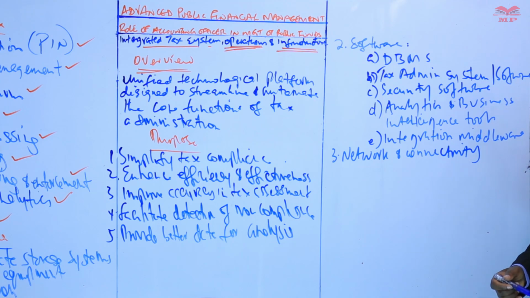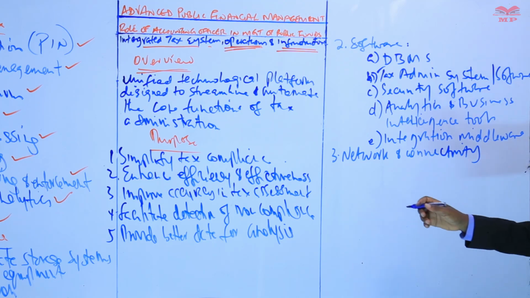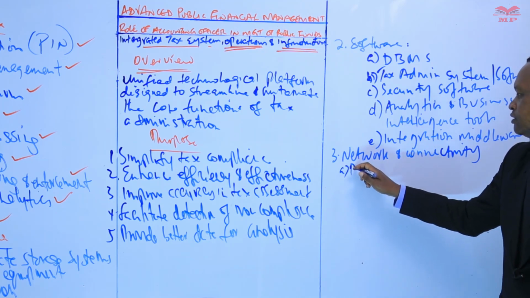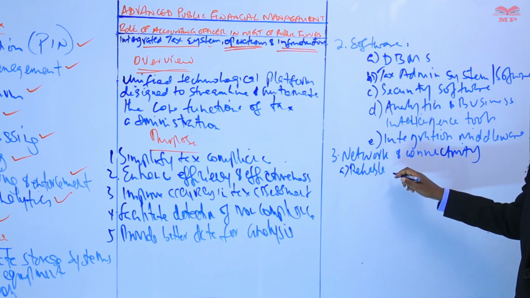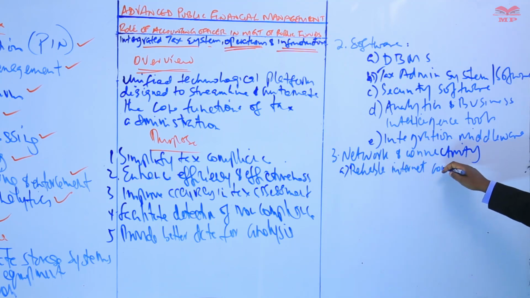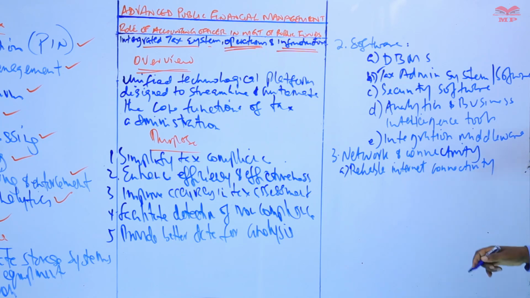Network and connectivity. By network and connectivity, we are referring to reliable internet connectivity. The internet should be stable and high speed. Stable and high speed internet access for both tax authority staff and taxpayers to access the online system.